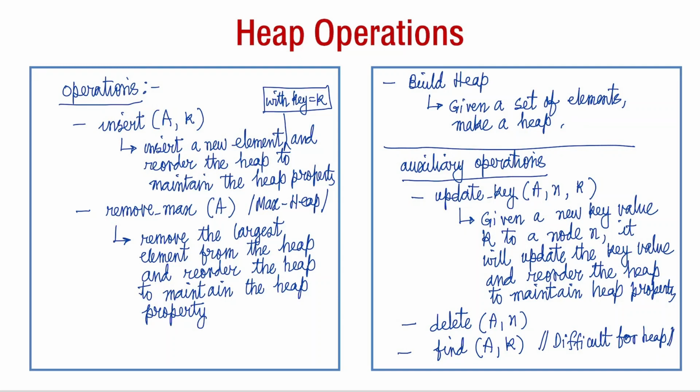The heap is not designed for the find operation, which says given a key value, find the node in the heap which has the key value k. This is a difficult operation for a heap and is not considered for a heap. So the primary operations are insert, remove max and build heap, and the update key is available provided you have access to the node and you don't have to use the find operation. Similarly, the delete key operation. Now we will see each of these operations one by one.